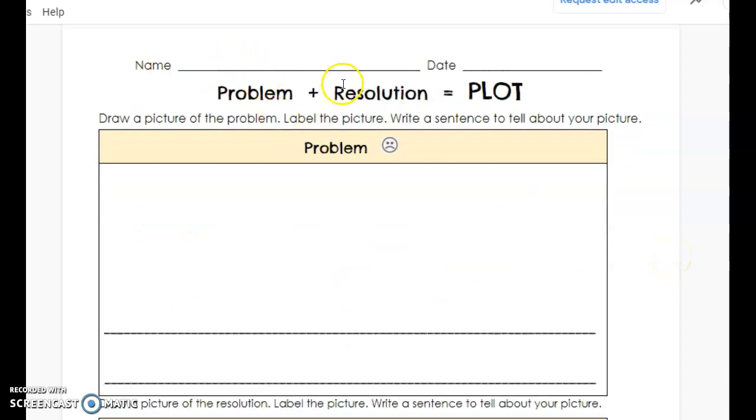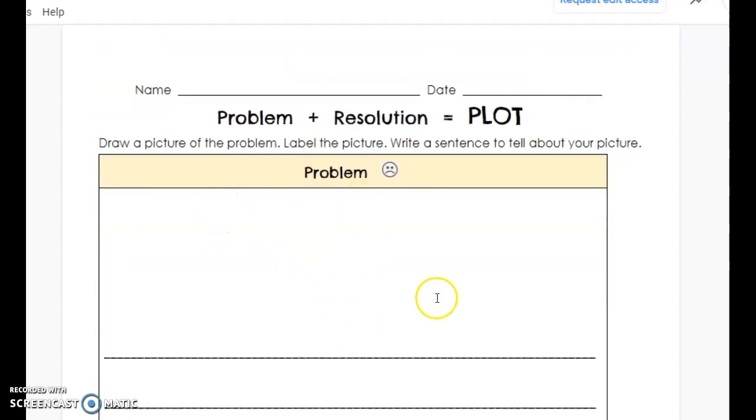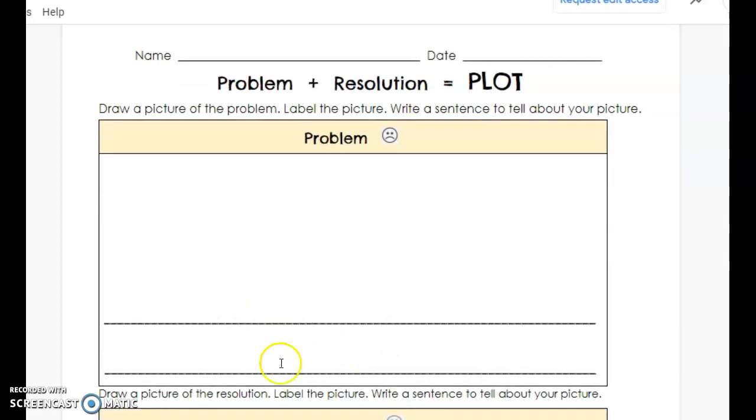Okay, now we are going to complete this written response. You are going to put your name, the date, and then we are going to talk about the problem and the resolution. So first, I would like for you to draw what was the problem in the story. Give me 3 details and 3 labels. I want you to label your pictures. So first, draw the problem in the story, and then label 3 things of your drawing. Once you're done with that, I want you to write a sentence about what was the problem.